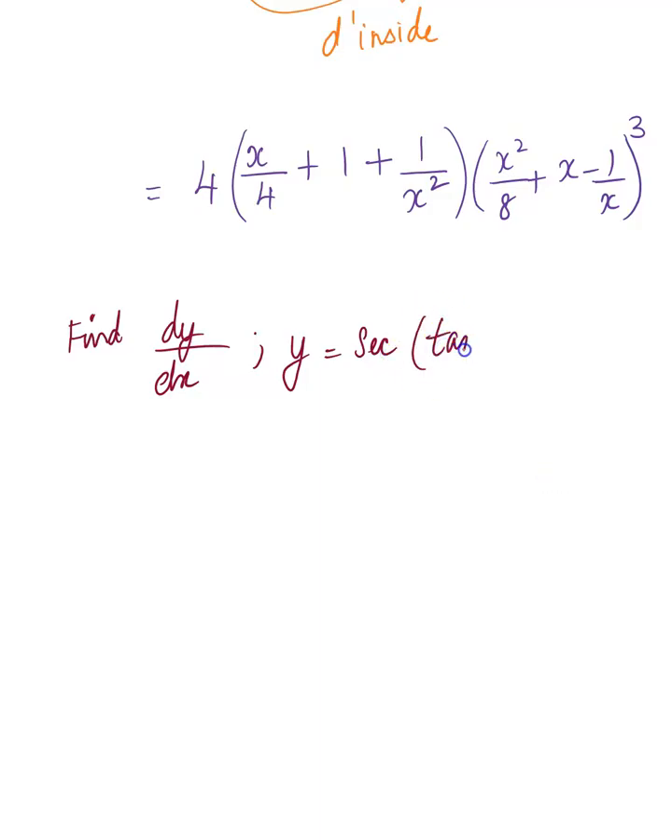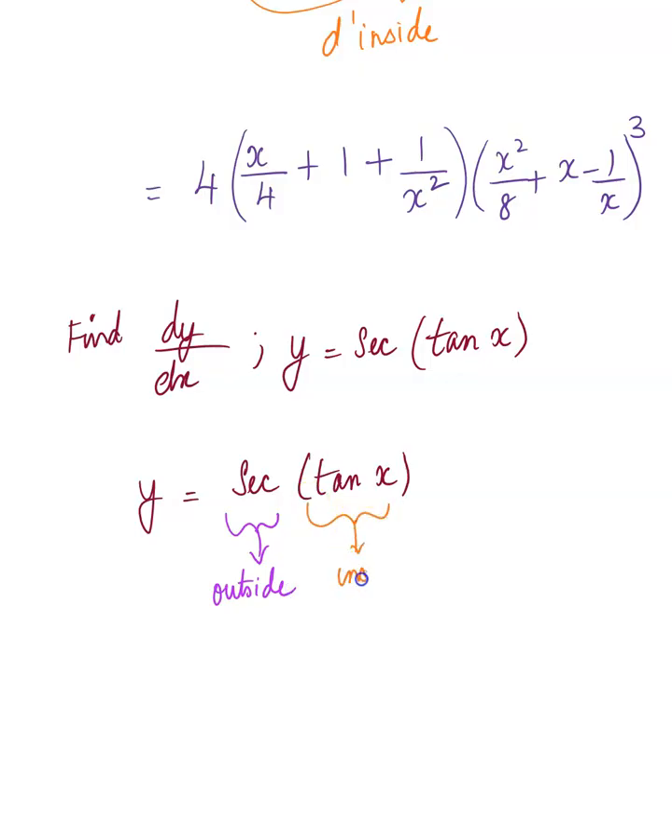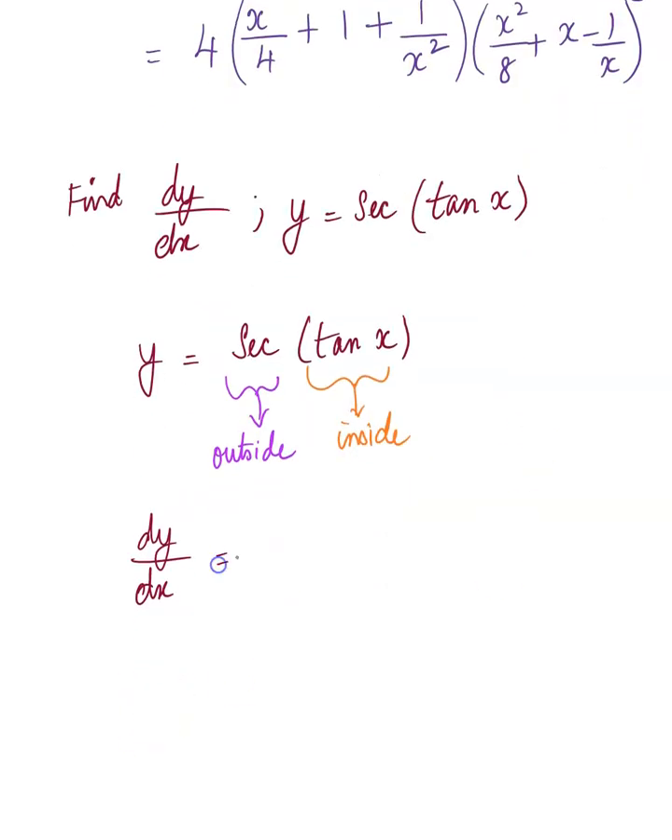Secant of tan x. This is interesting. I'm going to write this out once again. Take a moment. You can pause the video and identify the outside and the inside functions yourself. So you now have dy over dx. The derivative of secant is secant x tan x.